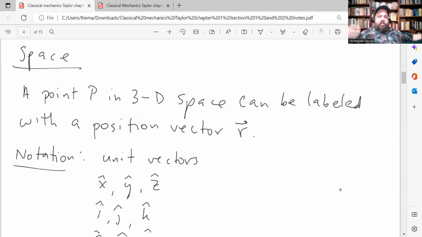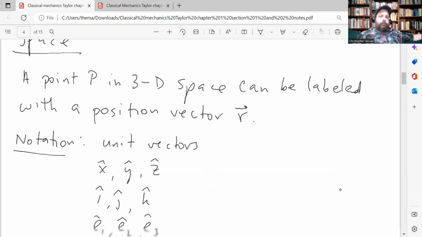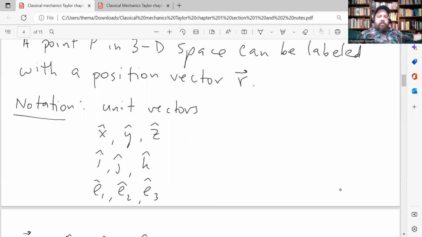We'll go through it. It's important just to see his notation because in physics they use a little bit different notation than they do in mathematics. So a point P in 3D space can be labeled with a position vector r. There are different notations that they use for unit vectors in this book, and I assume it's the same throughout physics. For example, x hat, y hat, z hat are the same things as the unit vectors i, j, k, which you're probably familiar with from vector calculus or linear algebra, and e1, e2, e3. They all mean the same vectors. I believe the e comes from the German word eins for one, and that's because these are unit vectors. They have length one.